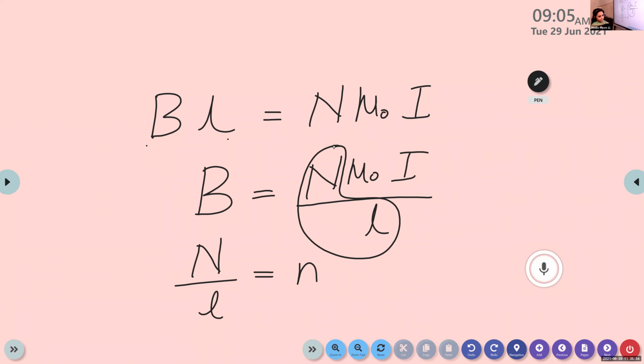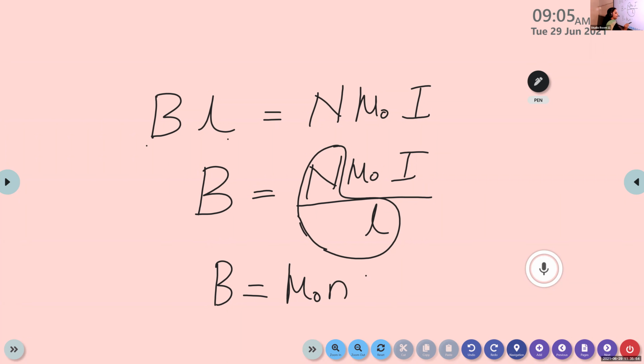Is it clear? So what does our equation become? B is equal to, here n by L represents small letter n. So we can write B is equal to mu 0 n i.